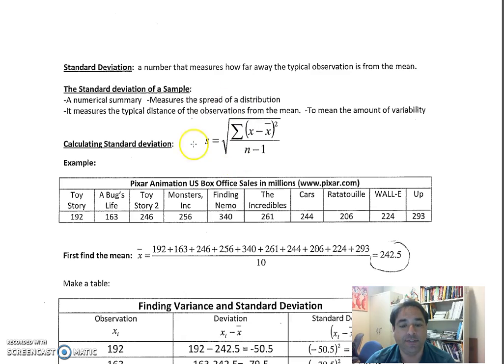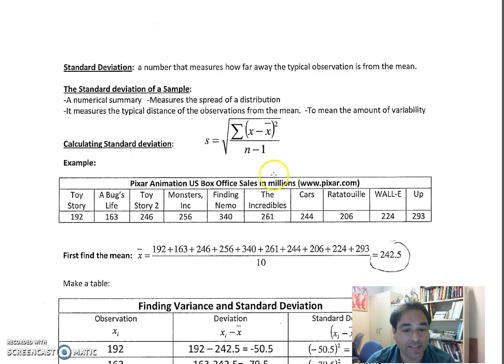Now, here is the formula. I know it looks a little scary, but really it's not that bad. So to find the standard deviation, the symbol for standard deviation is S, you take the square root of the summation, each observation minus the mean squared, add them all up, divided by n minus 1.